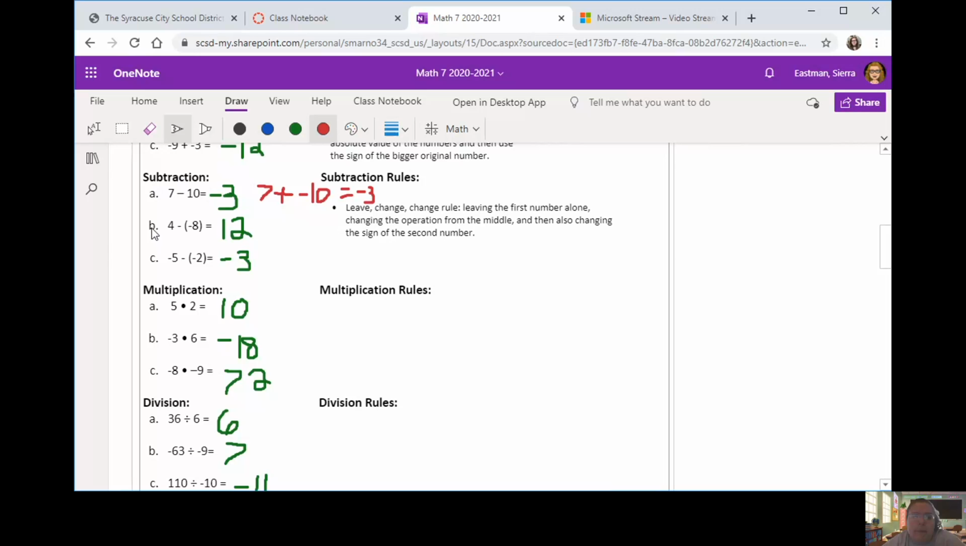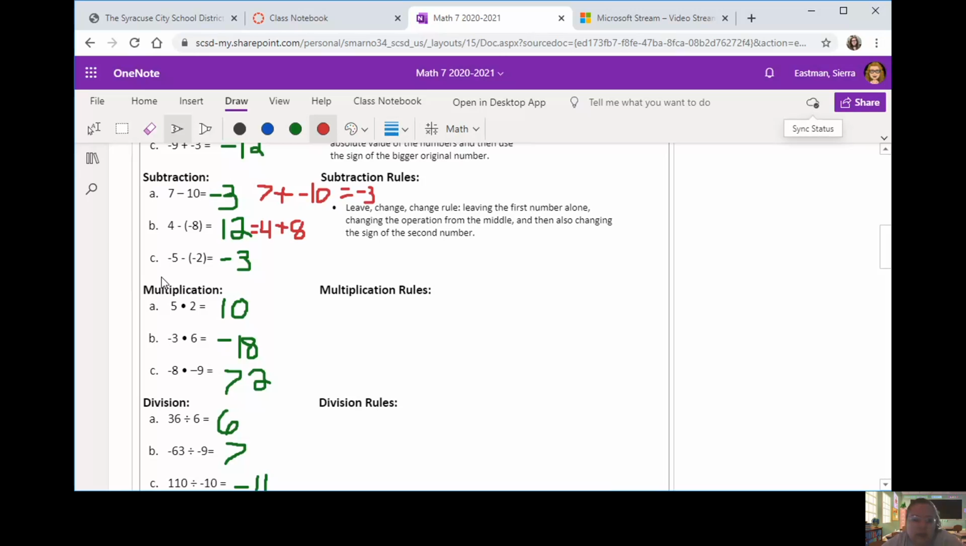With questions like B, it's a little bit easier to see because we have those two negative symbols next to each other. One is our operation saying subtraction, and one is the negative from the 8. It's a little bit easier to see how you would be changing those. Okay, we would leave the first number alone. That's our first leave part here. We would change the subtraction to addition. And we would change the negative 8 into a positive 8. Okay, and that's how we got our answer. That equals 12.